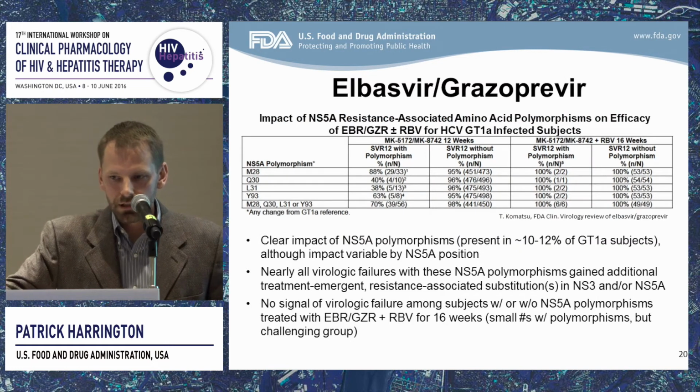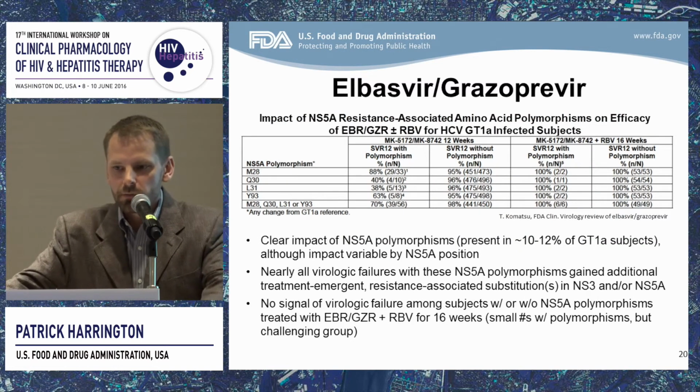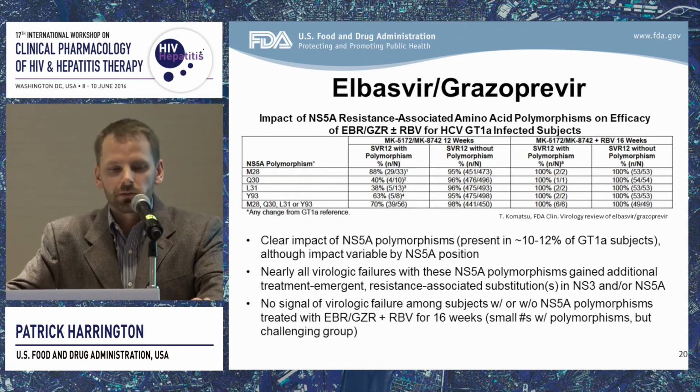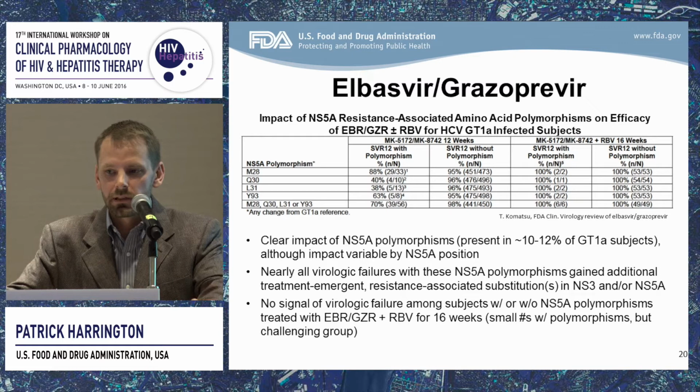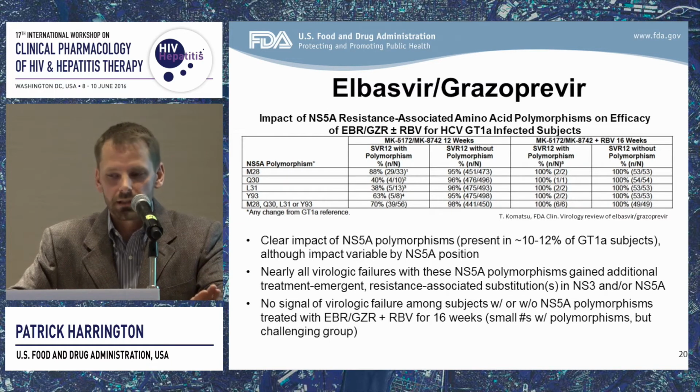Now, the story gets really interesting with the Elbasvir Grazoprevir regimen. This is the Merck Zepatier regimen that was recently approved. Elbasvir is an NS5A inhibitor. Grazoprevir is an NS3 protease inhibitor. And again, here we're just talking about genotype 1A patients. This regimen was highly effective in genotype 1B patients, so there were really no major resistance considerations for genotype 1B.